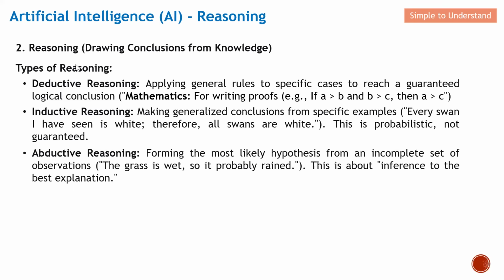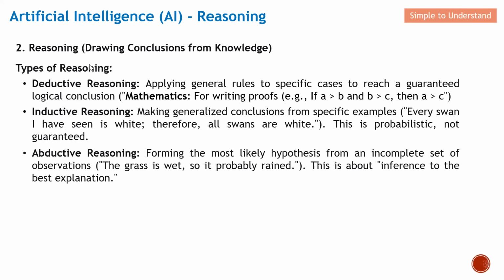Basically, this is what you mean by deductive reasoning. It's like a mathematical process. For example, for this equation here, if A is greater than B and if B is greater than C, we can draw this conclusion based on logic: A will be greater than C. So basically this is the logic.